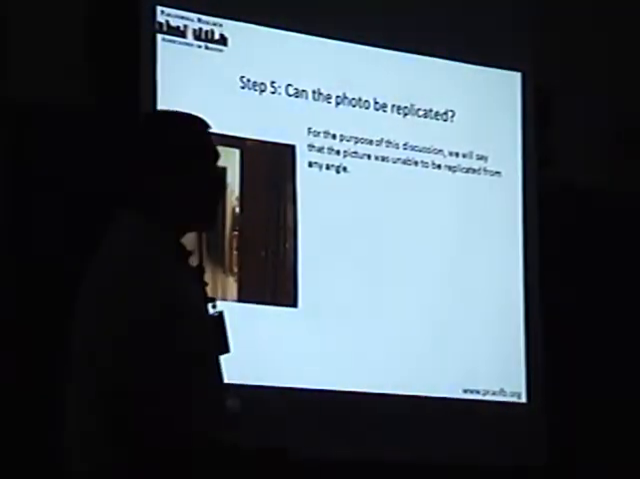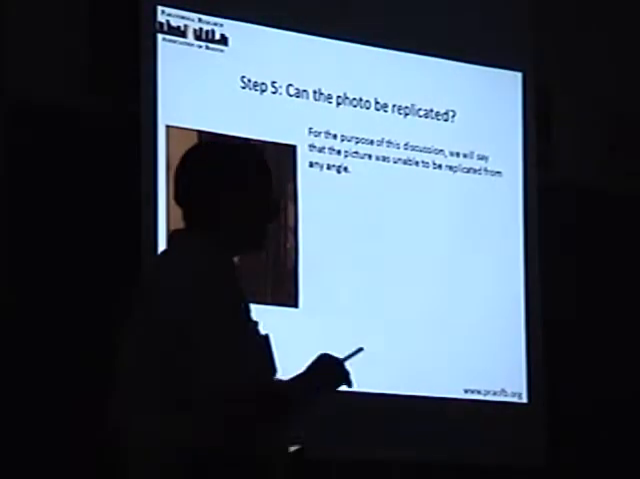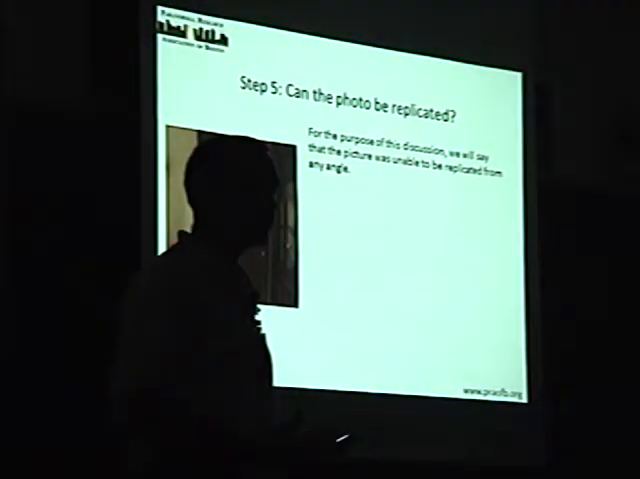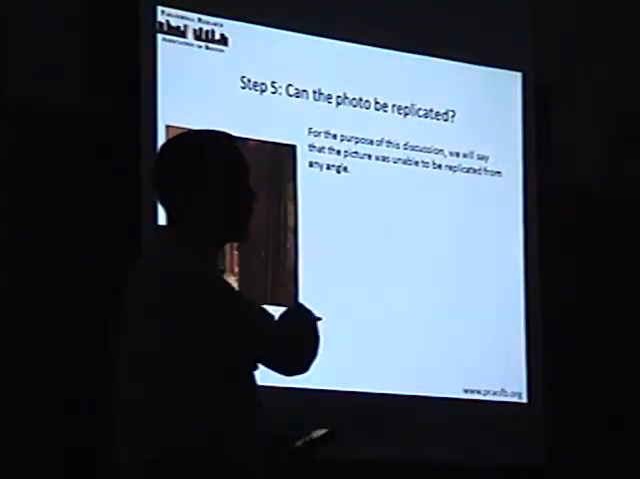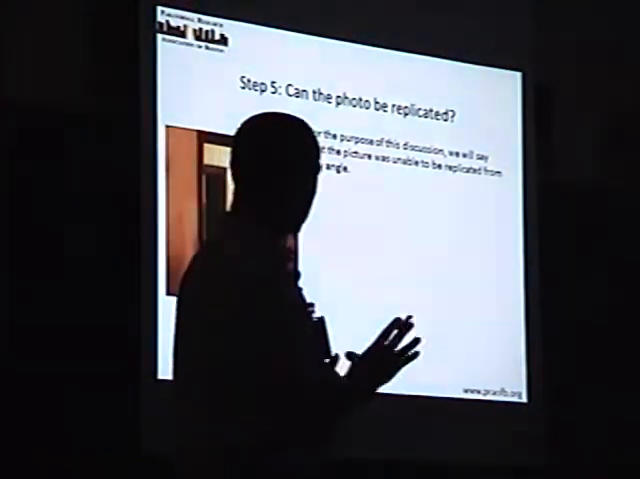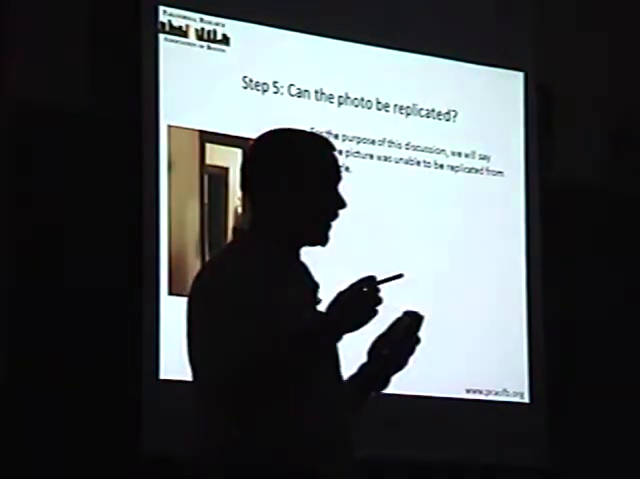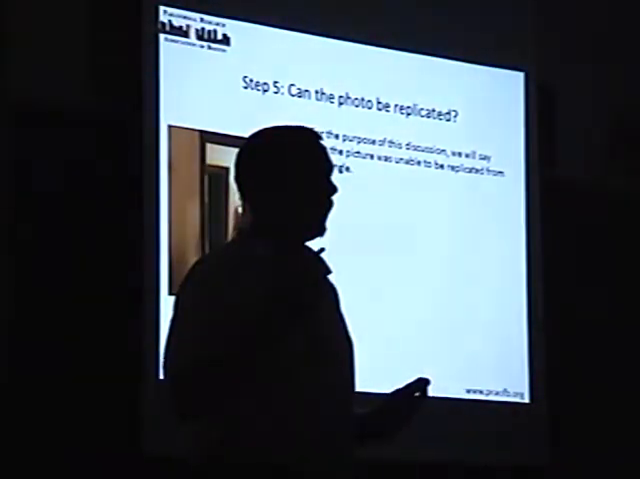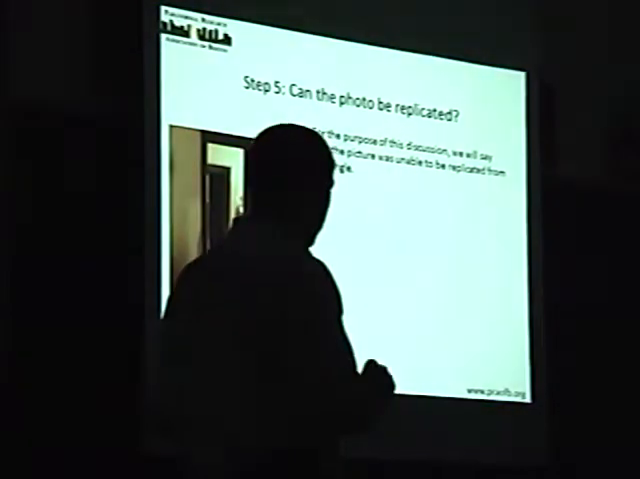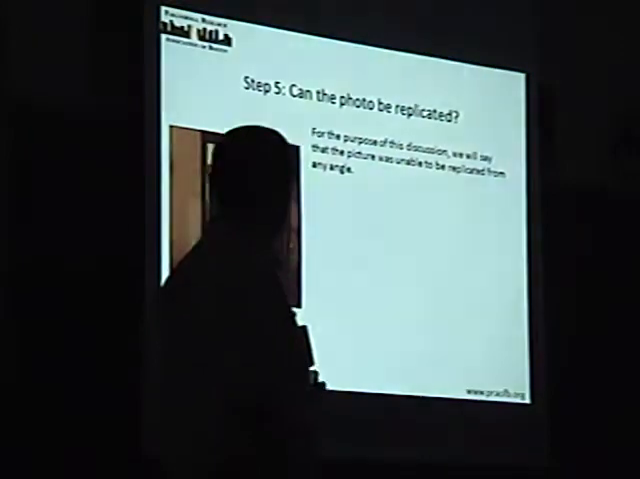Okay, can the photo be replicated? For the purpose of discussion, we'll say it can't be replicated from any angle using the exact same settings. Okay, we can't get the shadow coming in. What we would usually do is if we had a photo like this, we would go in, try to line up the angle exactly, and using the exact same light source, exact same settings on the camera, we tried to take the photo. But we'll say we can't do it right now.